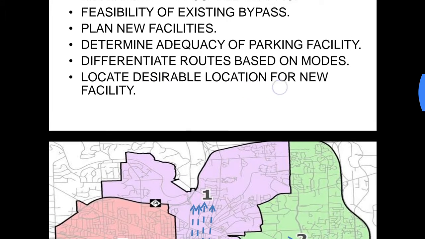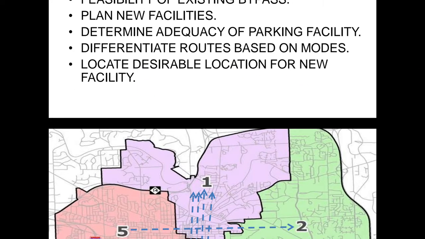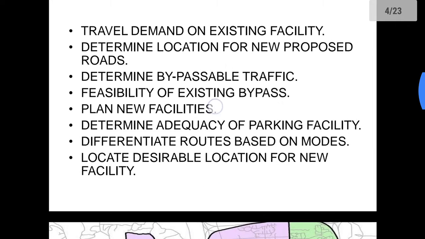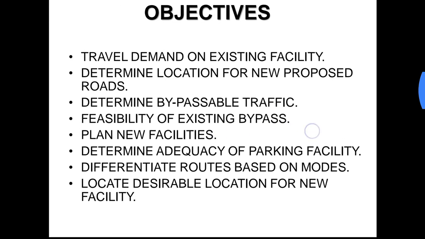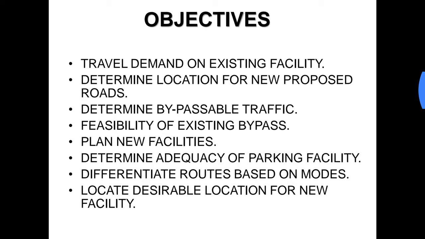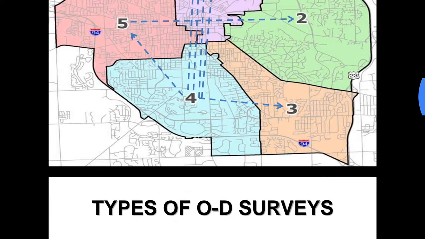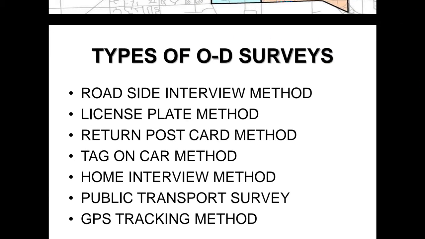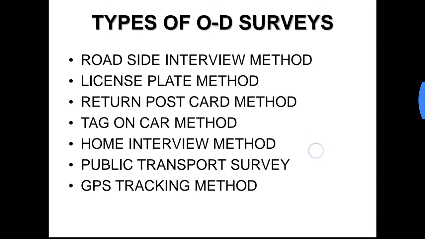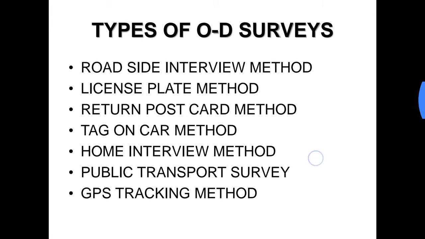Locate desirable location for new facility. Okay, this is similar to planning new facilities. So these are a few objectives that could be satisfied by conducting origin and destination studies. Now there are types of OD surveys. Let us discuss them one by one.